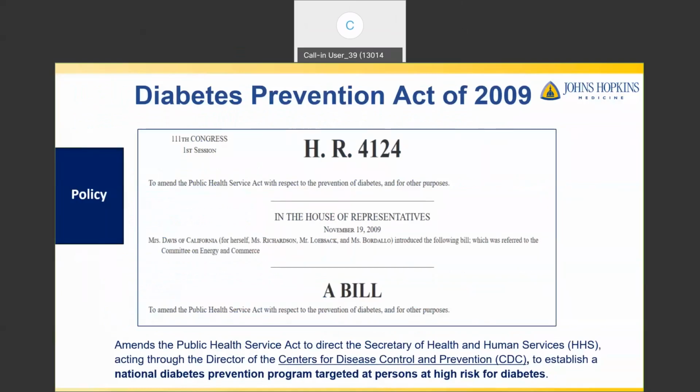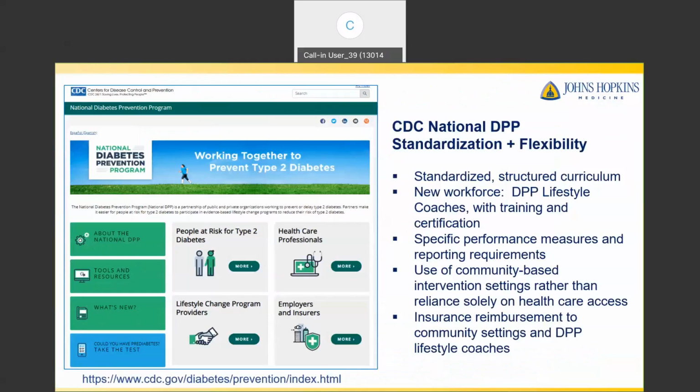In 2009, the Diabetes Prevention Act went into law, and this was critical. This was because of the overwhelming evidence, and when this passed the House of Representatives, it essentially said that all people who are at risk for diabetes should have access to a diabetes prevention program. And the CDC was put in charge of establishing the national program. So in terms of a national program, because this is where we really start thinking about integration, what are some of the things we can learn from that?